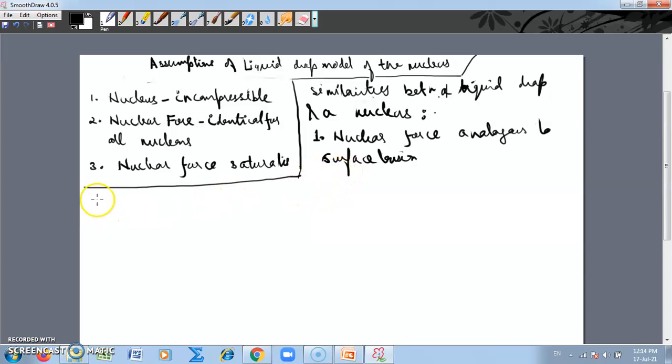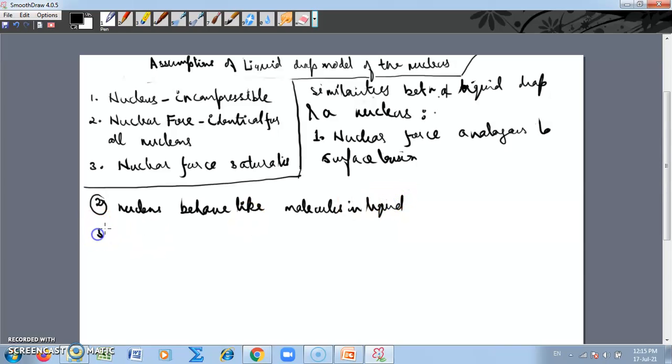And then number 2 is nucleons behave like molecules of a liquid. Well, just now we saw that they do not vibrate, but they move about freely, so that is, they behave like molecules in a liquid.